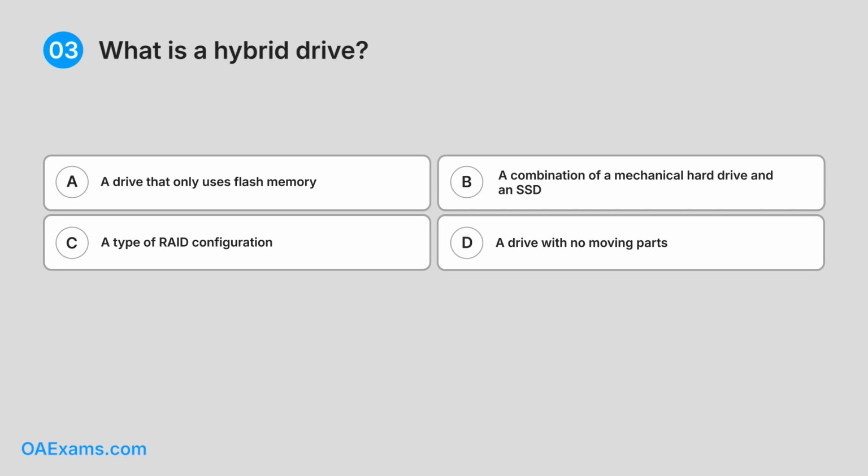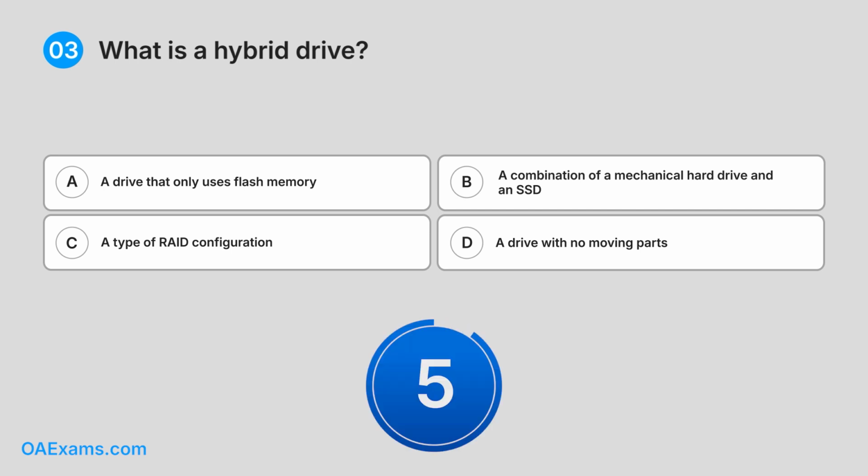3. What is a hybrid drive? A. A drive that only uses flash memory. B. A combination of a mechanical hard drive and an SSD. C. A type of RAID configuration. D. A drive with no moving parts. Can you guess the answer?